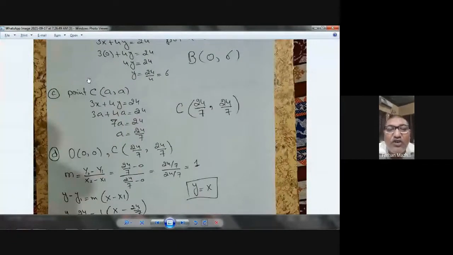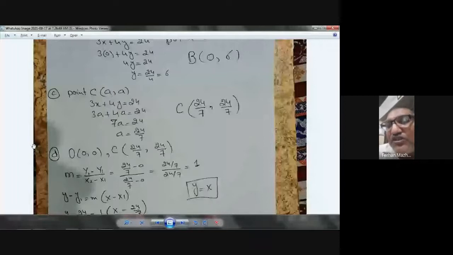So the coordinates of C are a comma a, and the value of a is 24 by 7. So the coordinates of C will be 24 by 7 comma 24 by 7. This C part is a little tricky question in the sense of the language he is using.